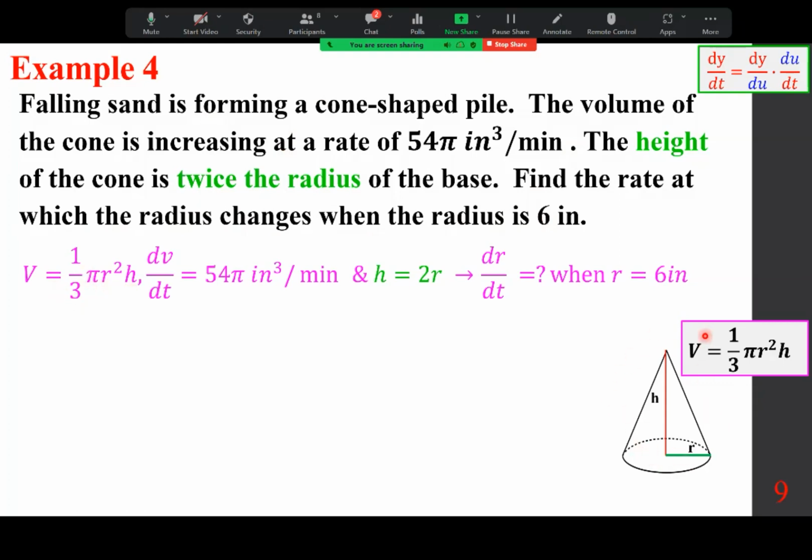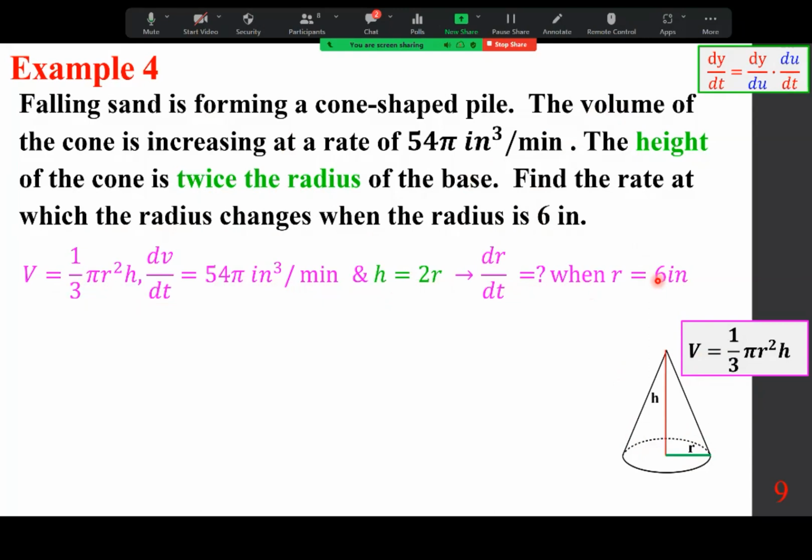So the translation of this question: the volume is 1/3 pi r squared h, because we are interested in the relationship between the volume of this cone and its radius. dV dt is 54 pi cubic inches per minute. h is 2 times r. dr dt is of interest to us at a precise moment when r is 6 inches.